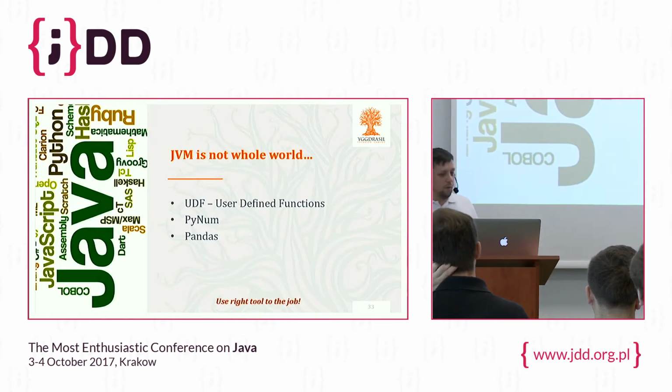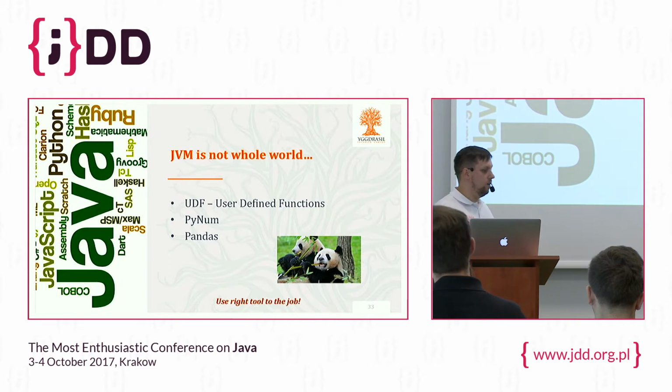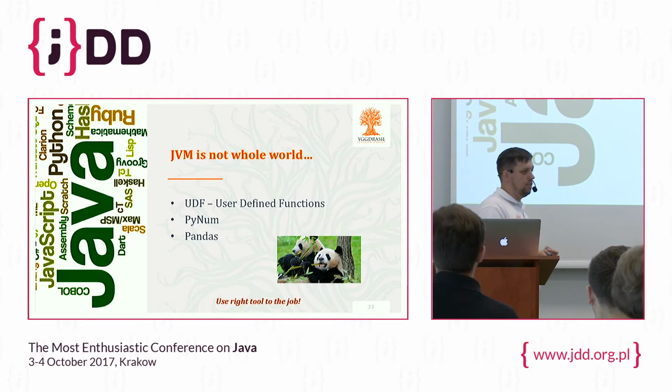I know that this is not so popular at a Java conference. The JVM is not the whole world. We have a lot of very good elements in our environment, especially in big data, for example, NumPy and Pandas. Of course, not the animal Pandas, but the projects in the Python community that handle numeric calculations very well. And there is a lot of things implemented already, so you don't need to reinvent the wheel.